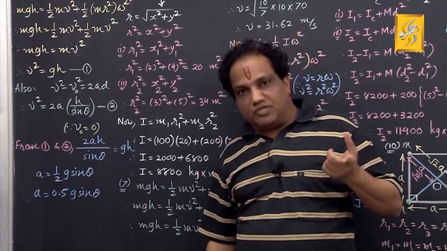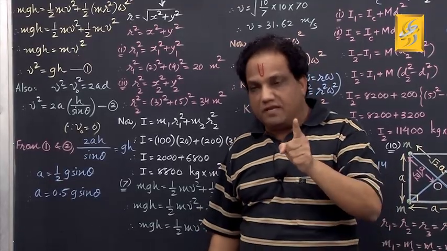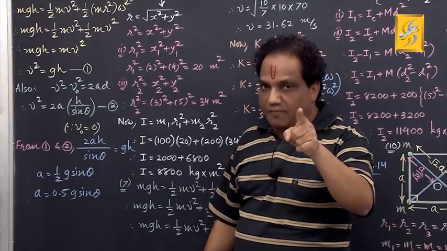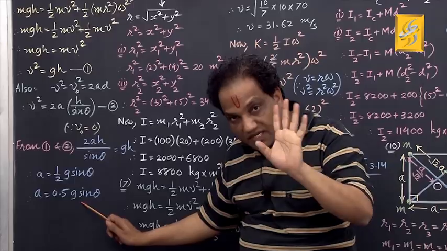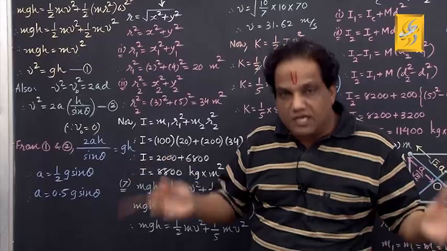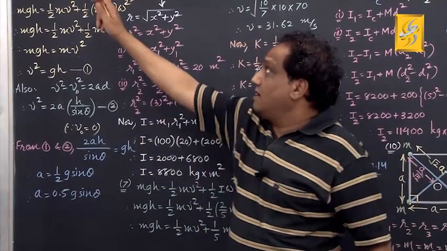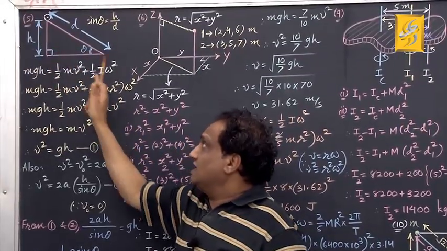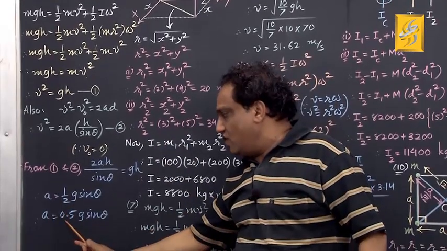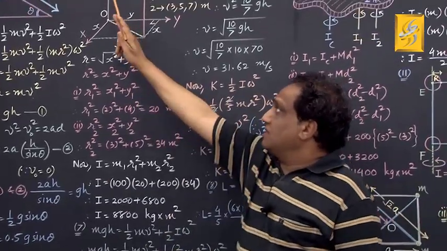Suppose they ask in the examination for the decrease in acceleration due to friction. Then you should subtract this acceleration from g sin theta. Right now they have not asked for decrease in acceleration due to friction, they have asked for the acceleration obtained by the cylinder when it is rolling down the slope without slipping. Acceleration obtained by the cylinder is this much, 0.5 g sin theta. Got it? Fine. Now read number 6.